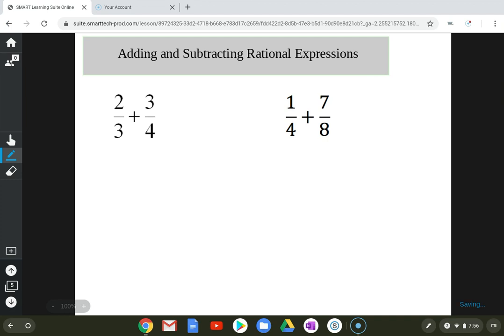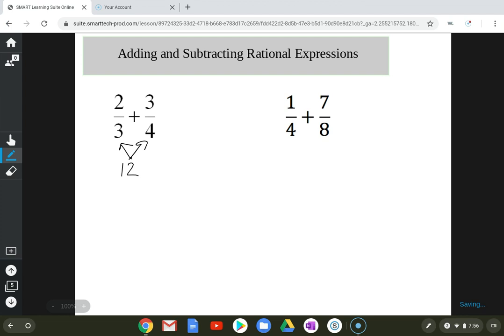Okay, this is our main lesson today. So we're going to review how to add and subtract fractions, because rational expressions are really just fractions. So when you add and subtract fractions, of course, you all know that we need an LCD. For these two denominators, the LCD is 12, and you get it just by multiplying them together.